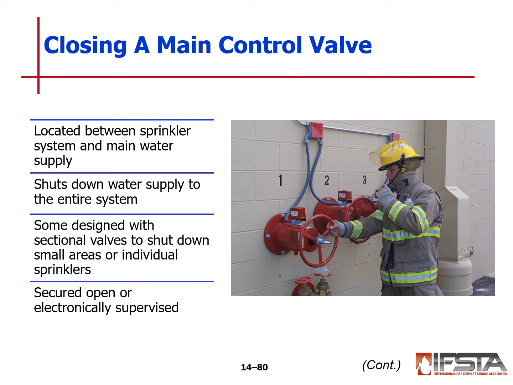Closing your main control valve. This is located between the sprinkler system and the main water supply. It does shut down water supply to the entire system. Some are designed with sectional valves to shut down smaller areas or individual sprinklers. You can block off certain areas in these larger systems. You do have to know where the valves are. If this is not written in the pre-plan, you may need somebody that knows the building, such as maintenance, that can direct you where these different valves are. You can shut a section down basically, but keep the rest of the system active.